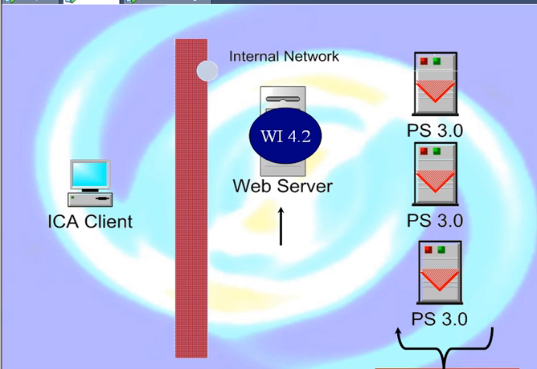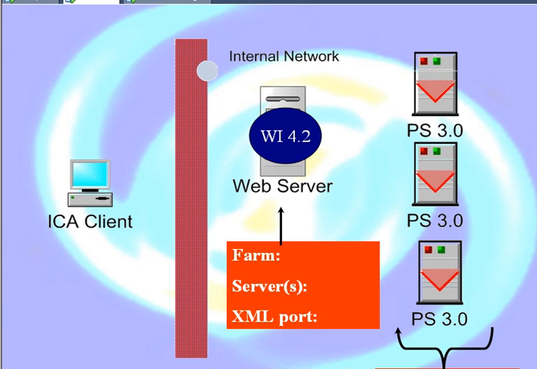When I create a site, I'll create it in a local configuration file, basically a file called Web Interface Conf on the hard drive of the web server. And the three main things I need to tell the site are the Citrix farm that you're supposed to get applications from, at least one server in that farm as the designated XML server, and the XML port that those servers are listening over.